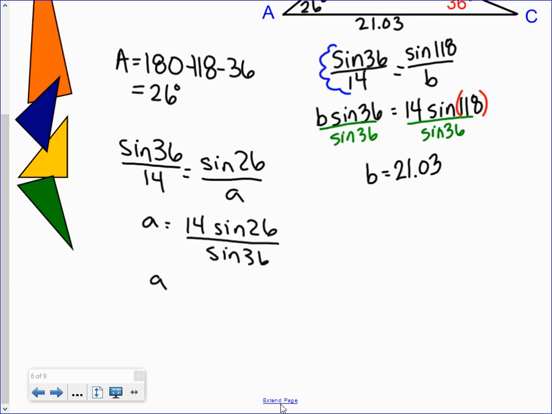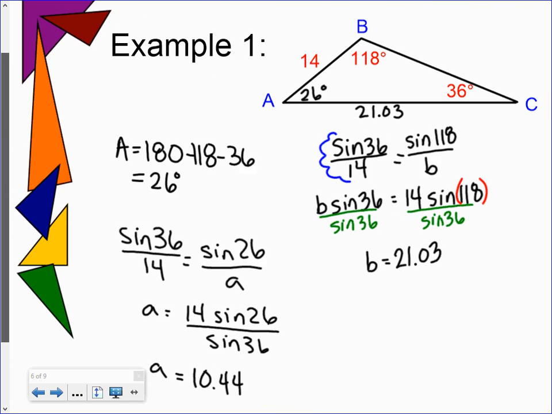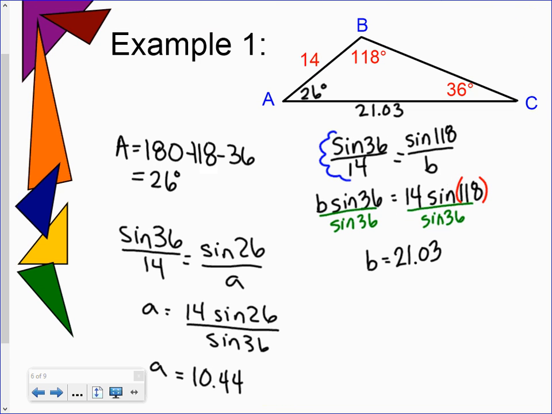Somebody give me a side length for A? 10.44. Any questions about how I solved the triangle there? So if you can fill in all angles and all sides, then you have everything solved for. You don't have to label the triangle. I just do that so I can see I found everything.